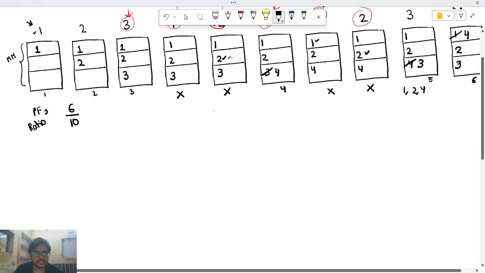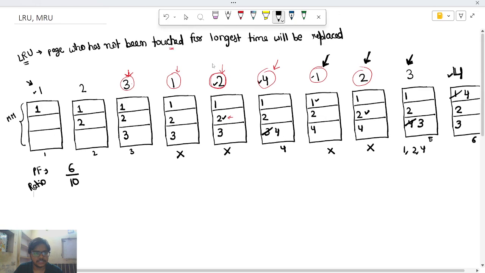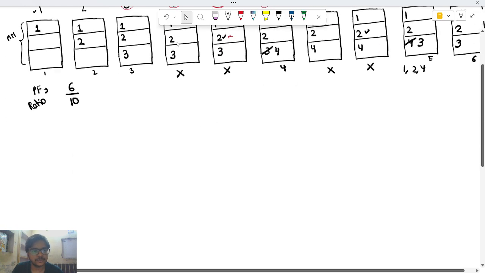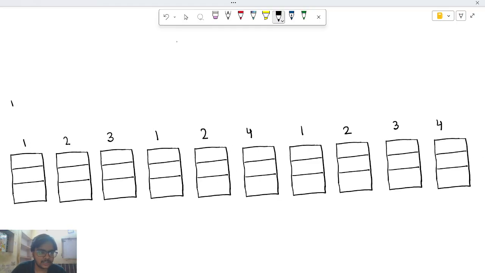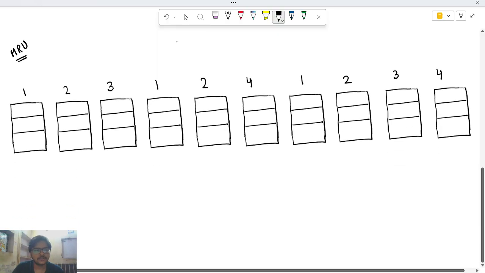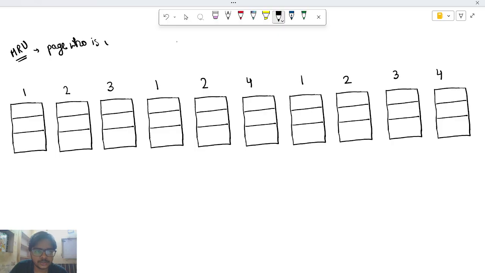So now let's see another page replacement policy called MRU. We are using the same example for MRU as well, and it is just the opposite of LRU. It basically means that the page which is used recently will be replaced.